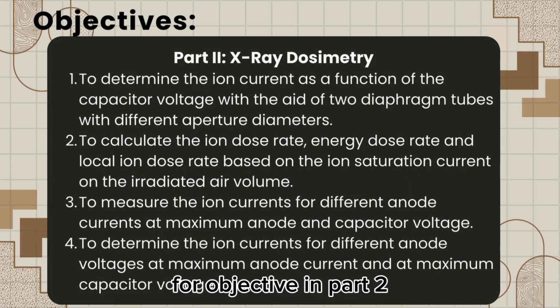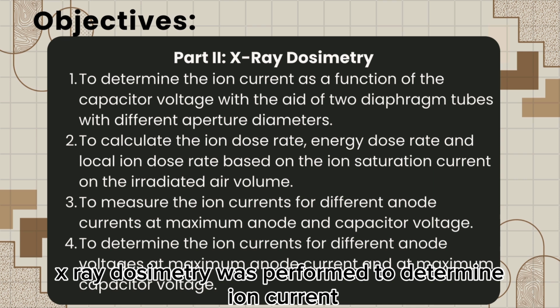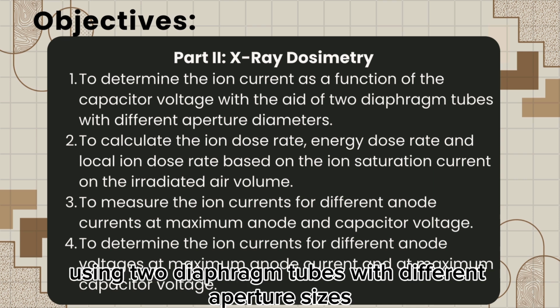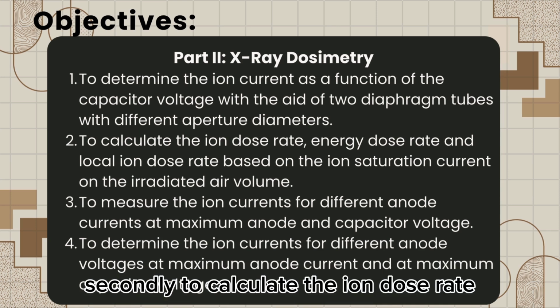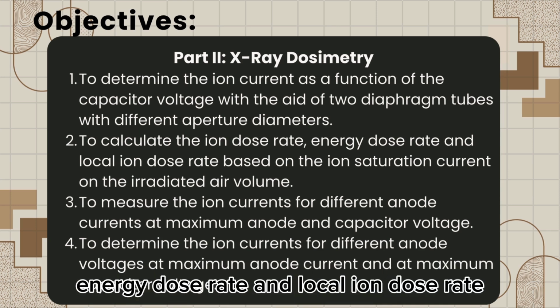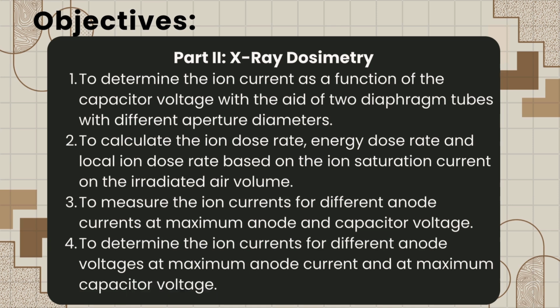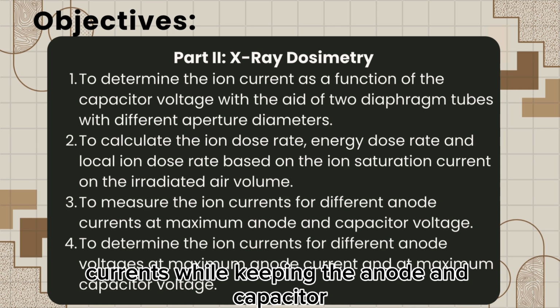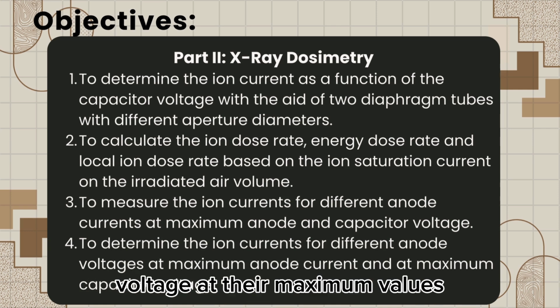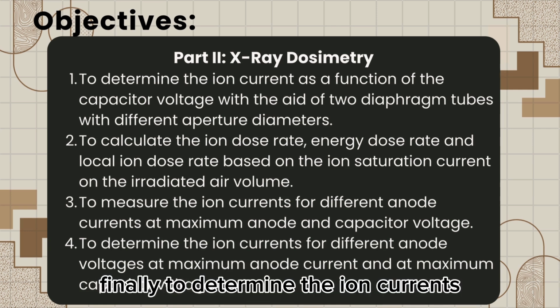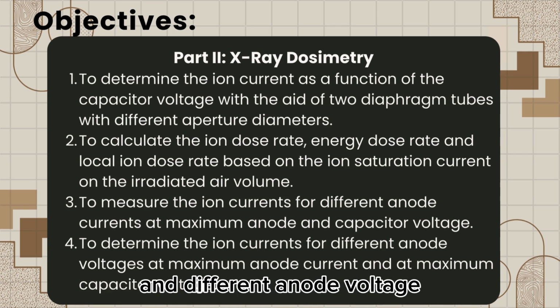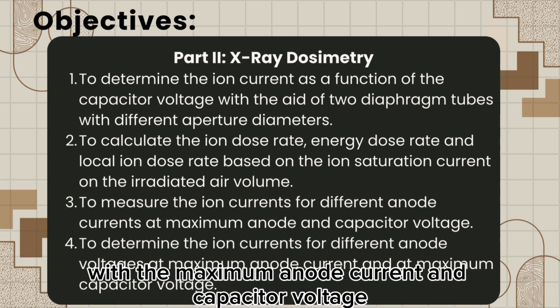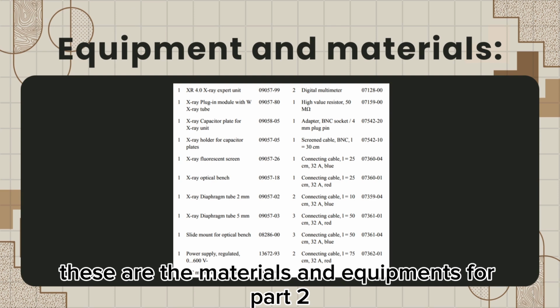For the objectives in part 2, X-ray dosimetry was performed to determine ion current using two diaphragm tubes with different aperture sizes. Secondly, to calculate the ion dose rate, energy dose rate and local ion dose rate based on the ion saturation current. Then, to measure the ion currents at different anode currents while keeping the anode and capacitor voltage at their maximum values. Finally, to determine the ion currents at different anode voltage with the maximum anode current and capacitor voltage. These are the materials and equipment for part 2.